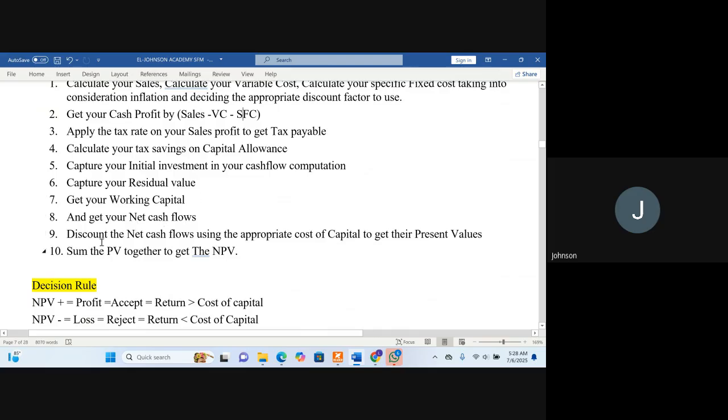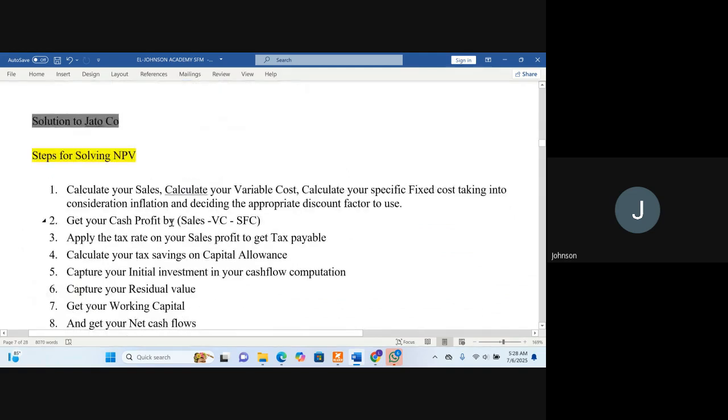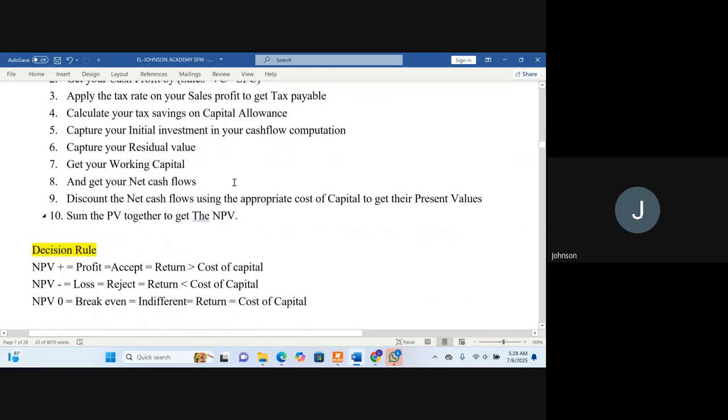Then you discount the net cash flows using the appropriate cost of capital to get the NPV. So remember that I told you, once the cash flows are going to be inflated, all of them, it means that for your discounting factor also, you have to apply the Fisher equation and get the appropriate rate. Then sum the PV together to get the net present value.